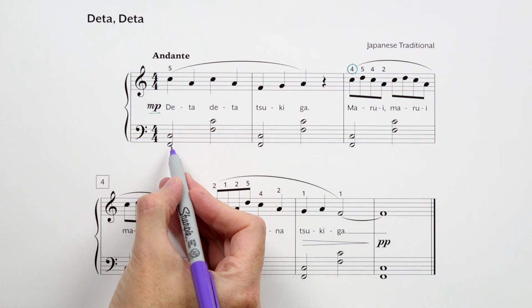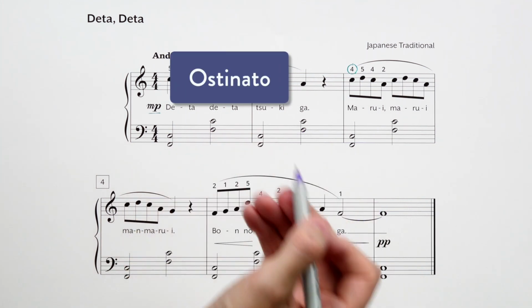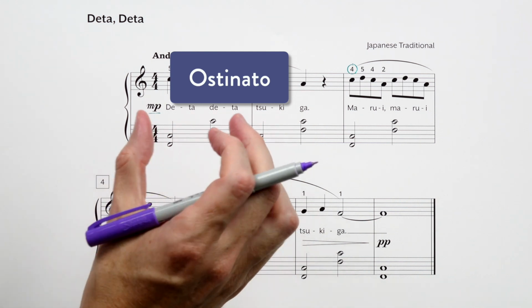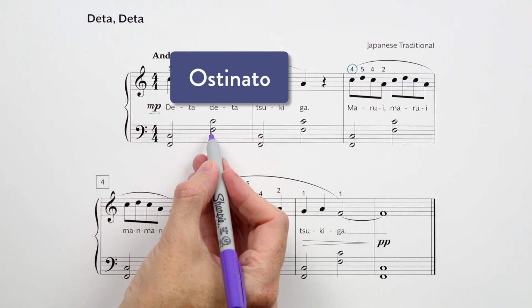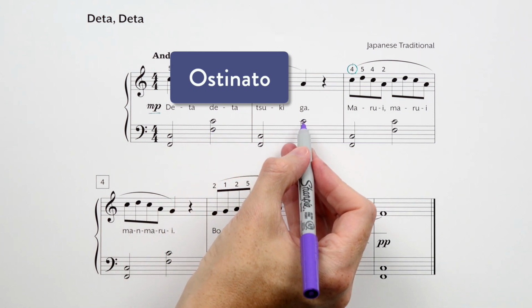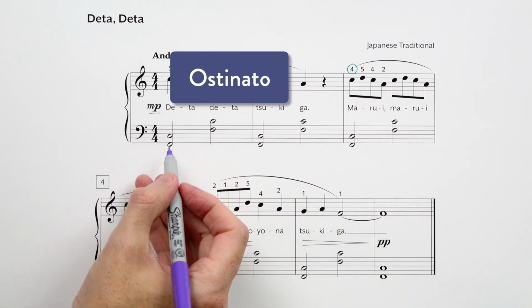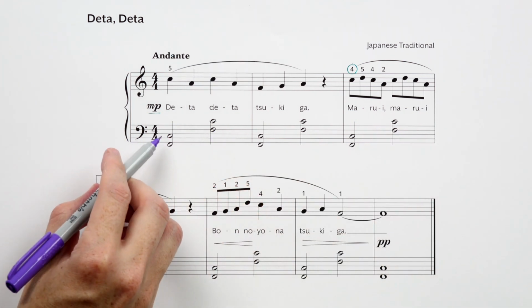You probably noticed that we have this pattern going. We could call that an ostinato. Remember, an ostinato is just any short repeating pattern in music. We've got the same half note chord repeating down, then up, then down, then up, 2 beats on each half note chord. So let's figure out what notes we have here.